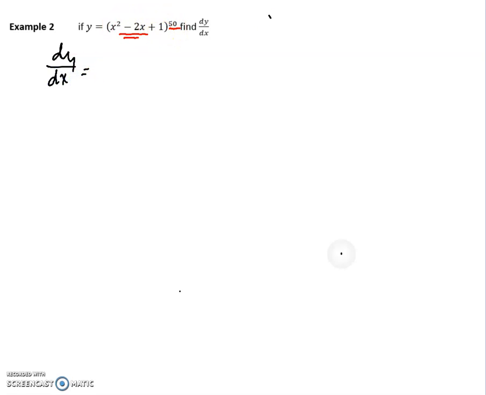So the outer part, I'm going to treat it like it was something to the 50th power. What would you do? You'd bring the 50 out front. Everything inside stays the same, and I'd bring this down by 1, 49. Then, because there's a function in here, I need to take the derivative of the inside. The derivative of the inside, I'm just going to do one at a time. x squared is 2x. Negative 2x becomes negative 2, and the derivative of 1 is just 0. So I technically don't need that, but I'm just showing it to you.